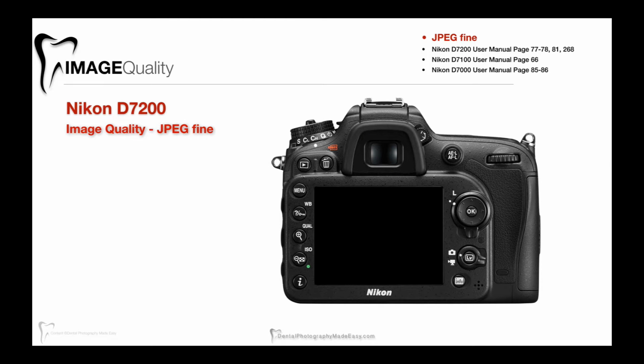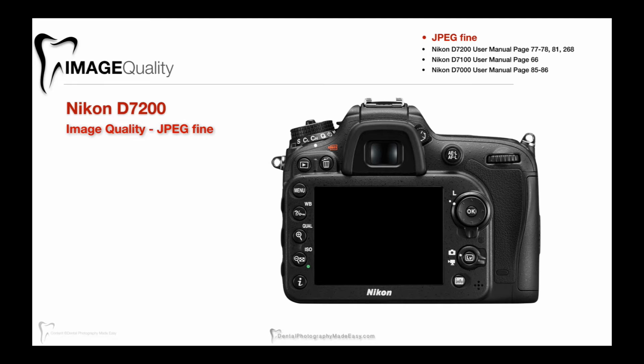So one of the things we need to do when we're setting up our D7200 is to tell it which image quality setting we want to use. In other words, whether we want to capture JPEG files or RAW files. So in this video, we're going to set up the camera to capture JPEG files.